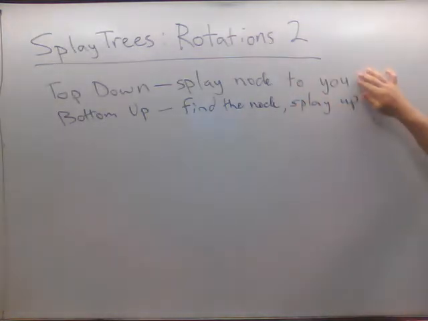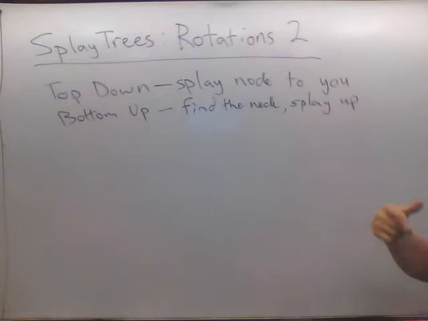So the top-down implementation can be done just with a while loop. Keep doing the zig and zigzag rotations to get the node you're looking for up to the root until you find it, or until you find that it's not in the tree, whereas bottom-up has to be done recursively. We're going to talk about the bottom-up implementation for this class, which has to be done recursively. So we're going to talk about how you know which rotation needs to be done and when.